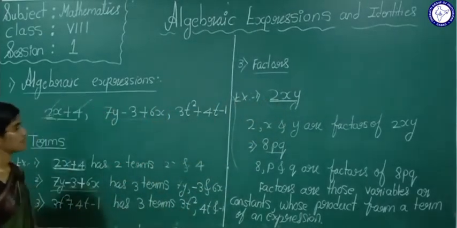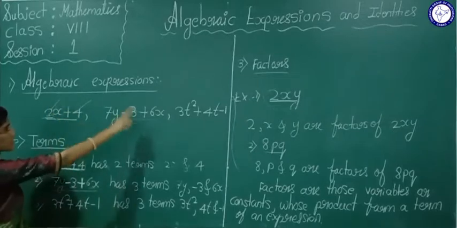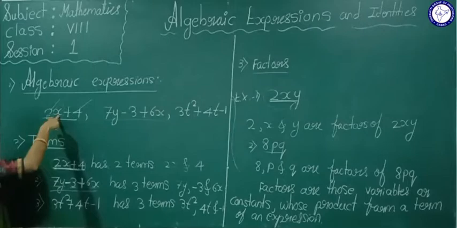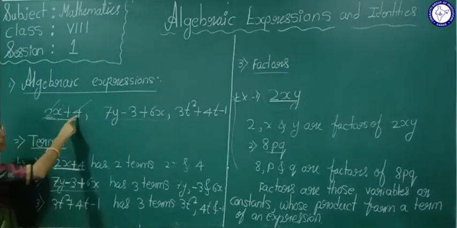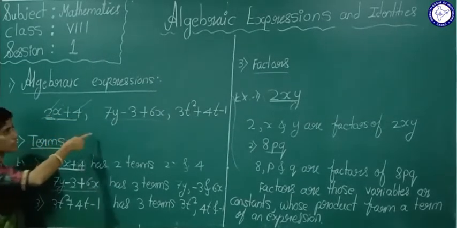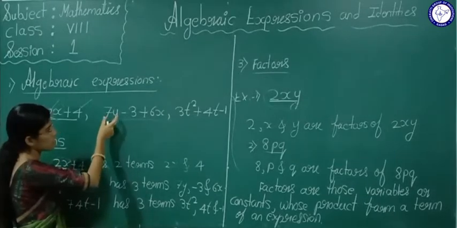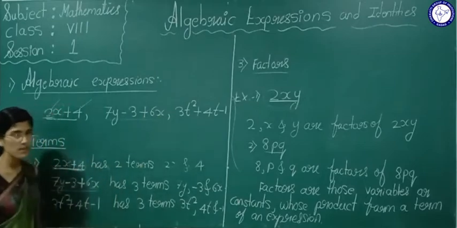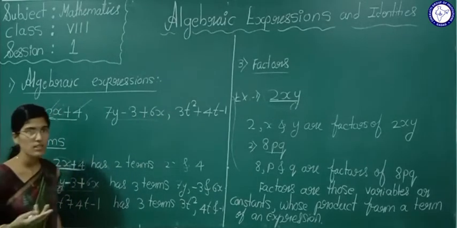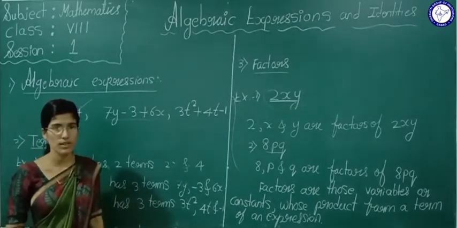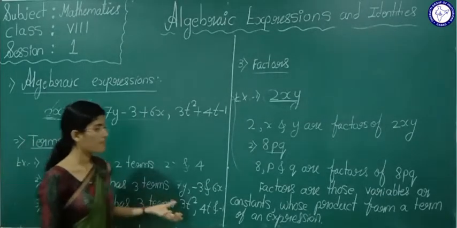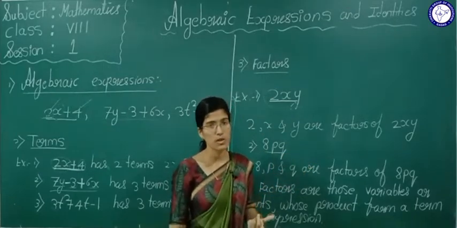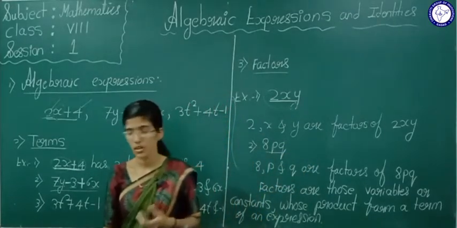Now see, here in this algebraic expression, 2 and x are factors of 2x. 4 is a factor of 4 only. 7 and y are the factors of 7y. 6 and x are factors of 6x. Minus 3 is a factor of minus 3 only. So by factors only we are going to get a term of an algebraic expression. This you have to remember.